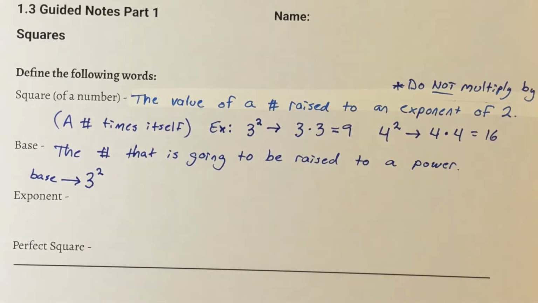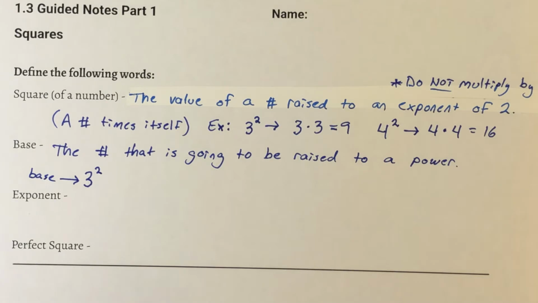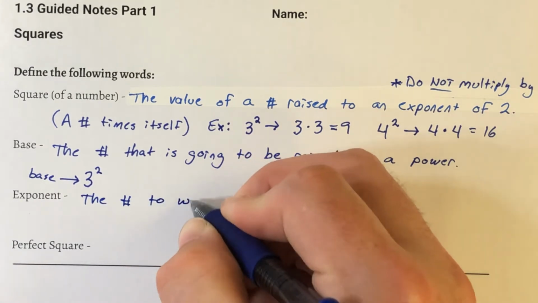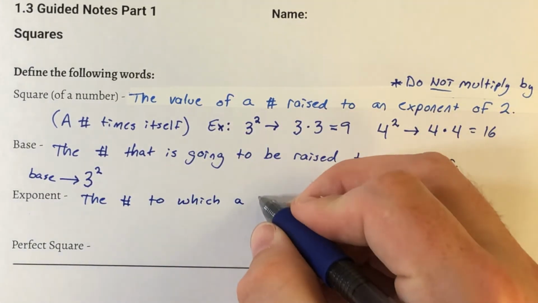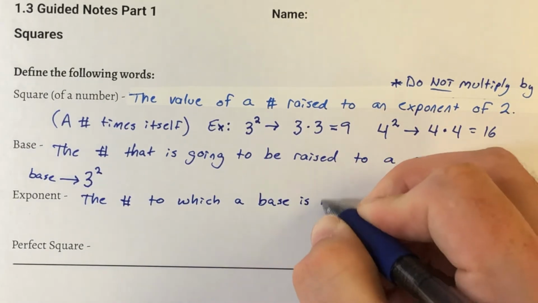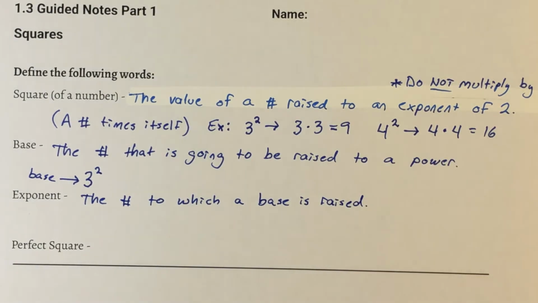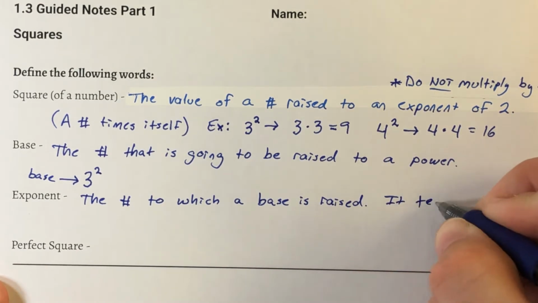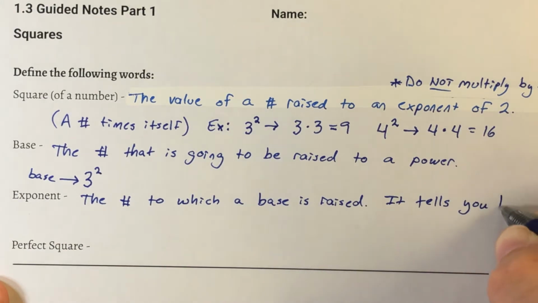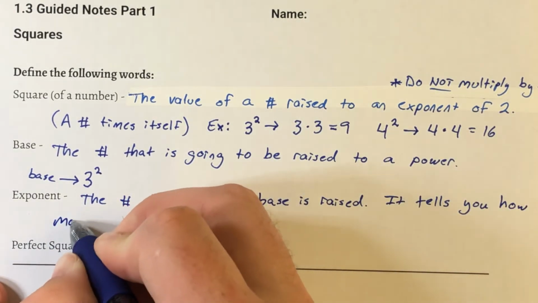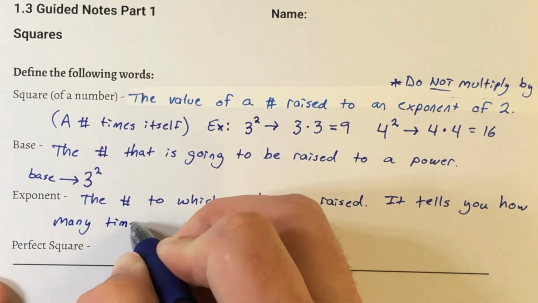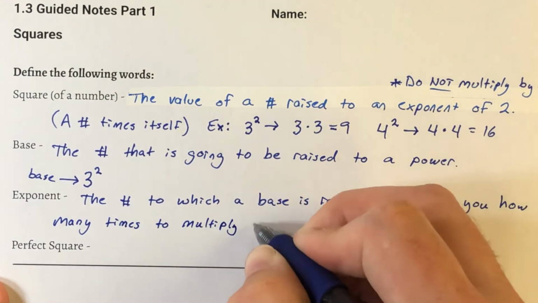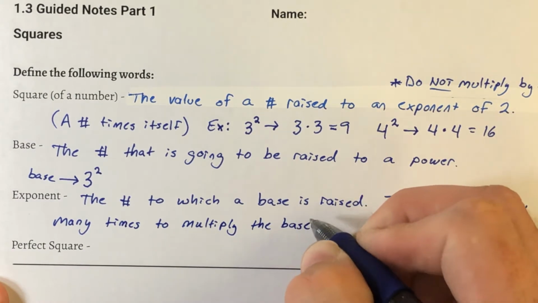All right, our next vocab term, exponent. Exponent is the number to which a base is raised. The number to which a base is raised. It tells you how many times to multiply the base by itself.